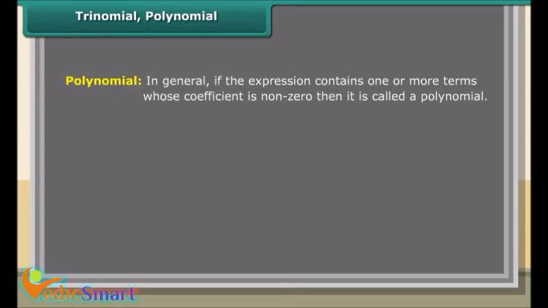Polynomial. In general, if the expression contains one or more terms whose coefficient is non-zero, then it is called a polynomial. Example, 4x plus 4xy plus 17xz square minus 10y square z plus 19.